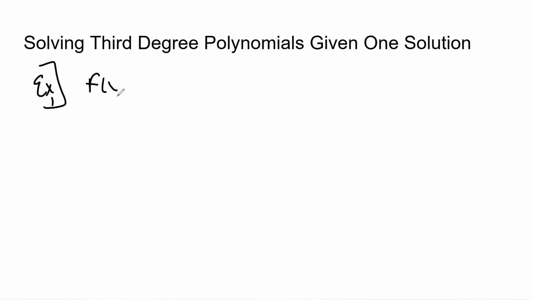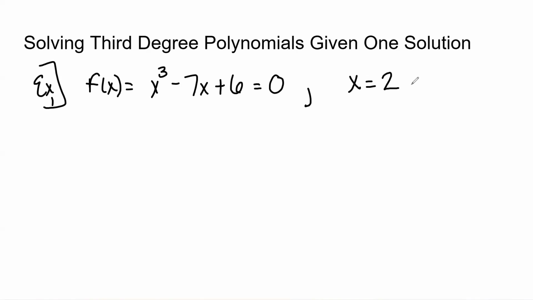We have a function. All of these are going to be third degree or cubic functions. All right, it is set to 0, so the directions are solve. But they tell us x equals 2. So that is one of our solutions, also known as roots, also known as zeros. We need to find the rest. How do we do this?